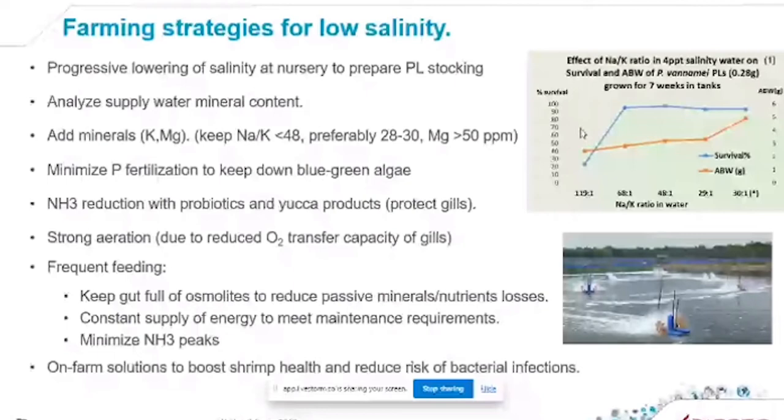Finally, on-farm solutions to reduce the risk of bacterial infection are also recommended.